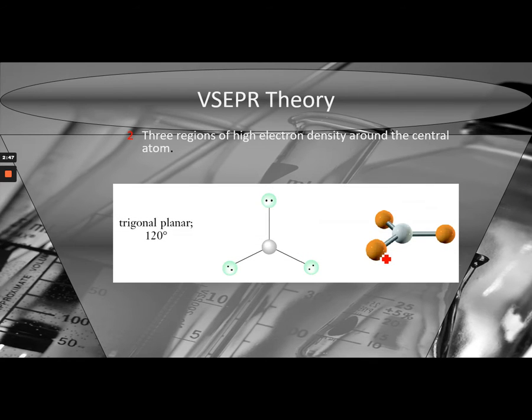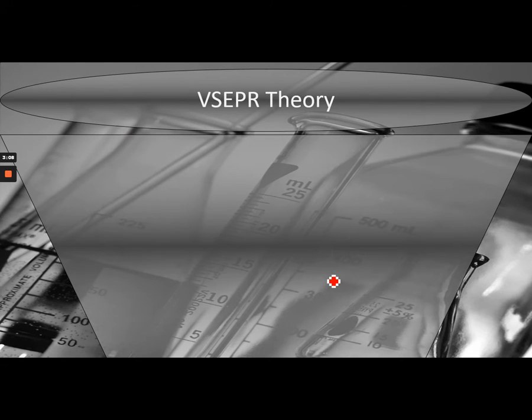The other is if you have 3, and this makes a trigonal planar. Planar meaning it's up in a plane. They're all in the same plane together. And these are 120 degree angles. So there's your 120. So this is some atom with 3 either bonding or nonbonding electron pairs or atoms around it.